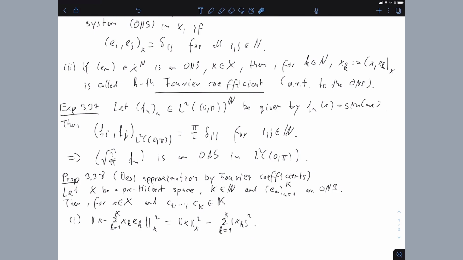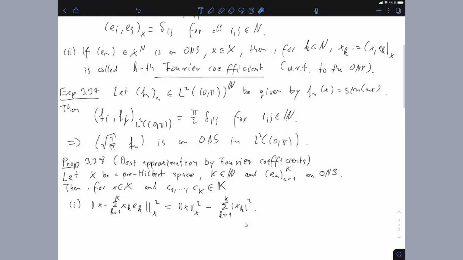And this, of course, has certain implications. Since this here is never negative, obviously, it's a norm, this means that this sum must always be lower or equal to the norm, for instance. But we'll come to that. This is for now just a representation of the difference.